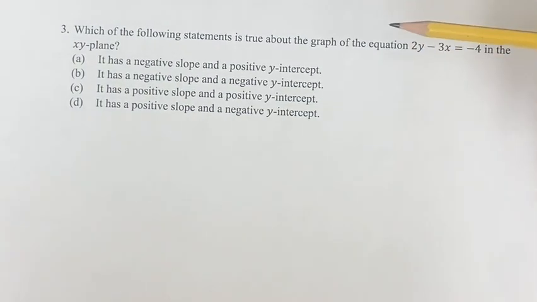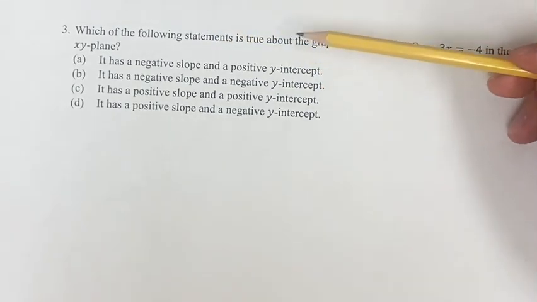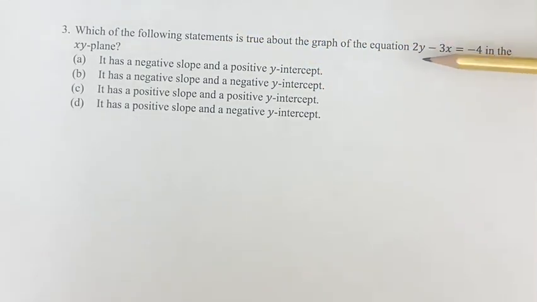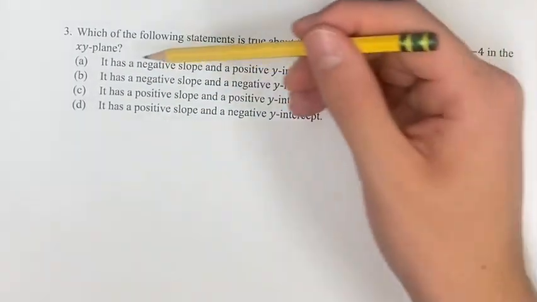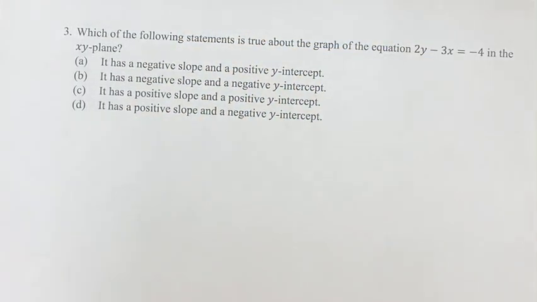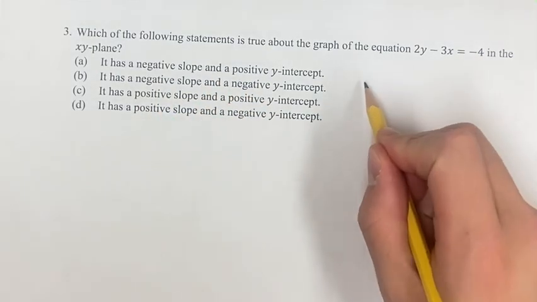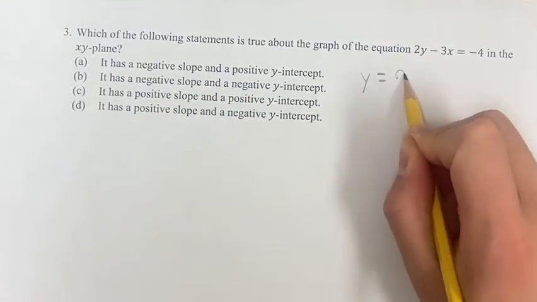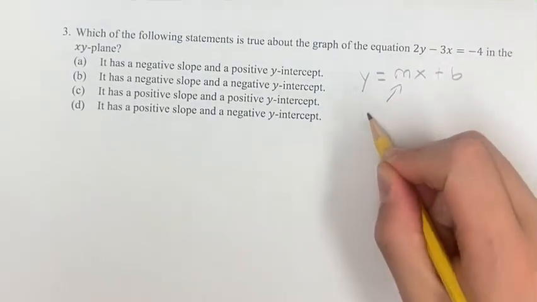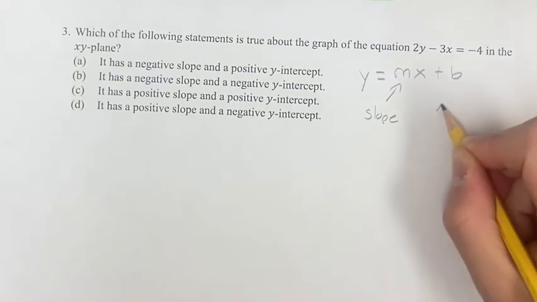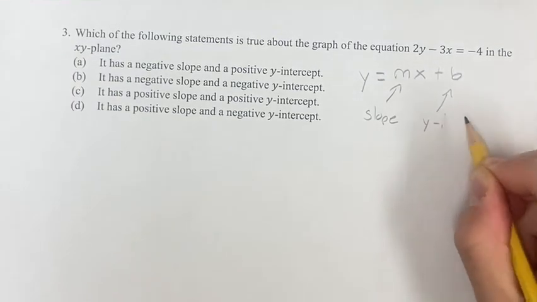In this problem, we're asked which of the following statements is true about the graph of the equation 2y minus 3x is equal to negative 4 in the xy plane. And our options are talking about the slope and the y-intercept. So to find information about these, we have to get into slope-intercept form: y is equal to mx plus b, where m is the slope and b is the y-intercept.